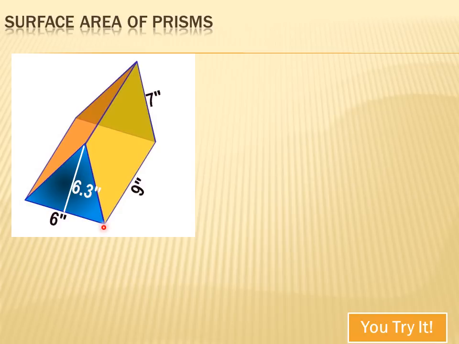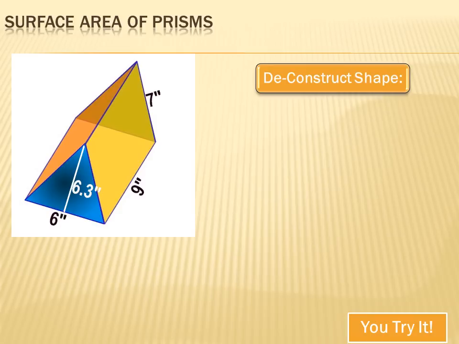It's a triangular prism because we've got a base at this end that's a triangle and a base at the other end that's a triangle. And then we've got 1, 2, 3 lateral sides. So to calculate the surface area of this triangular prism, we first need to deconstruct it.